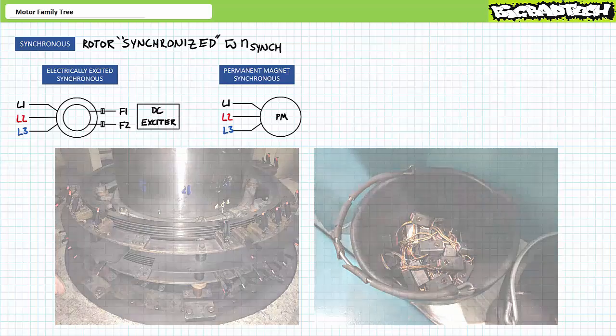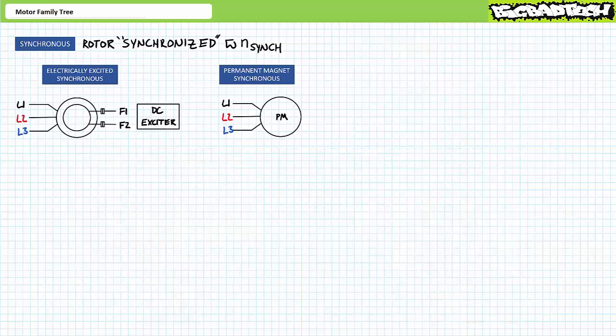out brush dust. A permanent magnet synchronous motor solves this maintenance problem by installing a genuine permanent magnet on the rotor. You'll note the schematic symbol for a permanent magnet synchronous motor includes only the three-phase AC connections to the stator and no connections to the rotor. This alleviates the necessity of slip rings, but comes at a price.